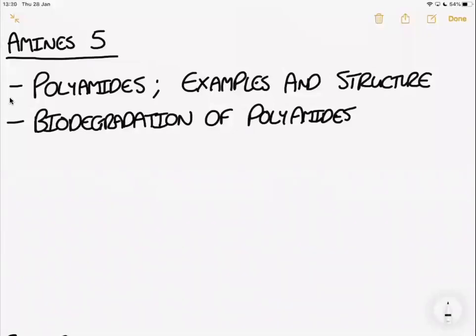Oh, this is amines 5, the 5th lesson on amines. Like the previous lesson, it's not really about amines at all, and it's more about amides again, specifically polyamides, okay? So really this is about a bit of polymer chemistry, okay? So let's kick off with some starter cues.